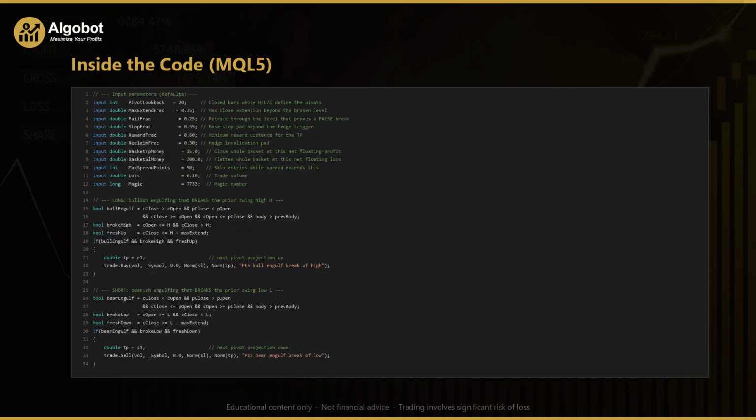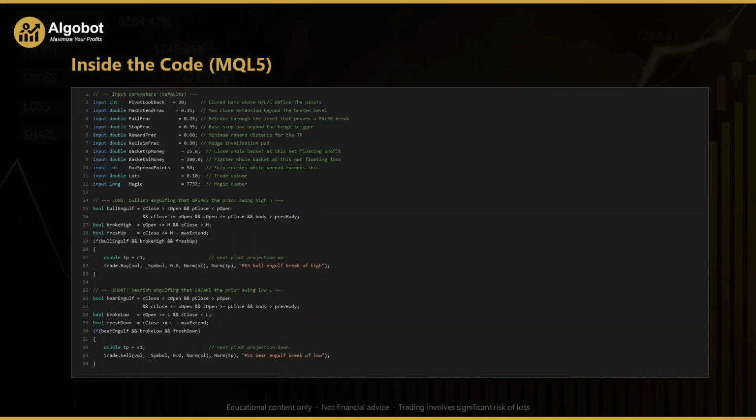Below that is the long signal block. The Boolean named Bull Engulf checks 4 things in one line. This candle closed above its open. The prior candle closed below its open. This body engulfs the prior body, and this body is the larger of the two.